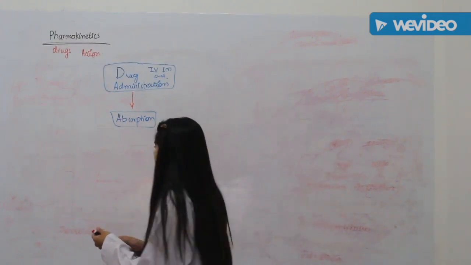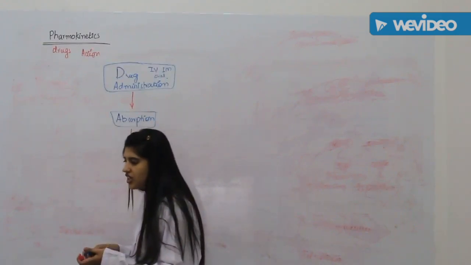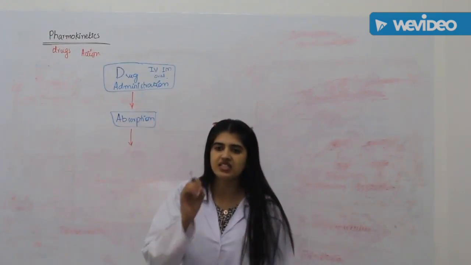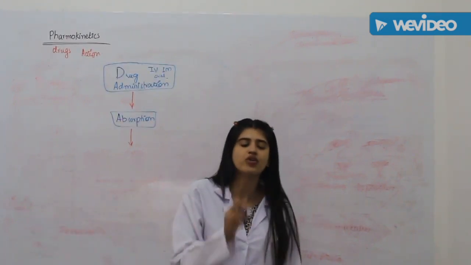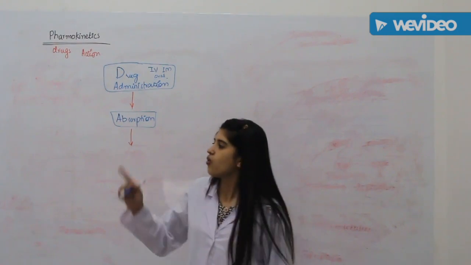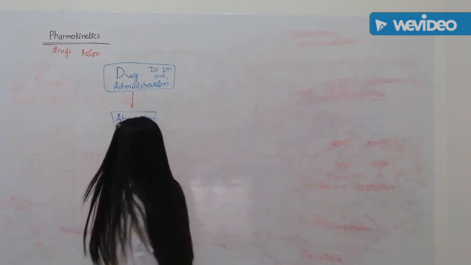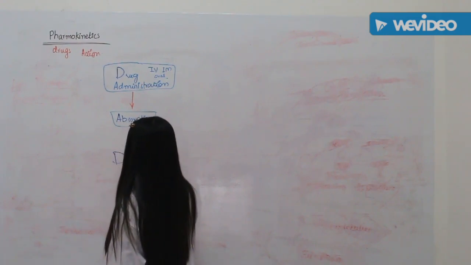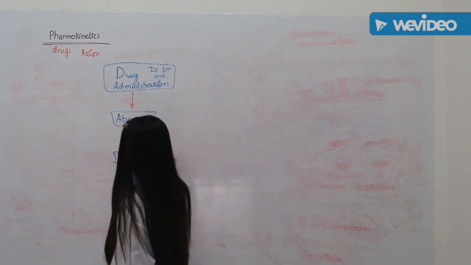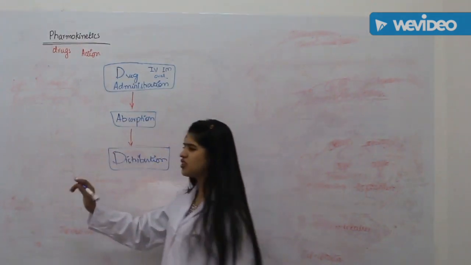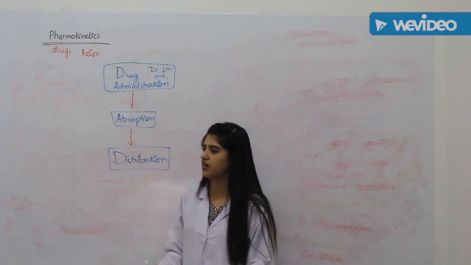Now after absorption, what is the other condition? We can say there is the distribution. If there is no distribution, then how will your drug get to know which part is affected, which part I have to go to, and in which part I have to work? So this is distribution. It's so simple. It doesn't need any rocket science to be understood.